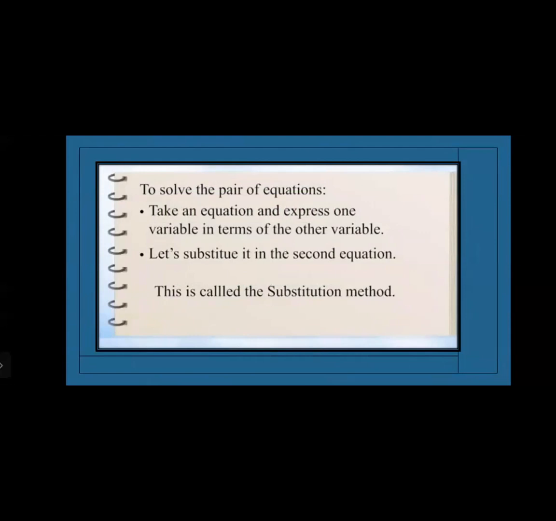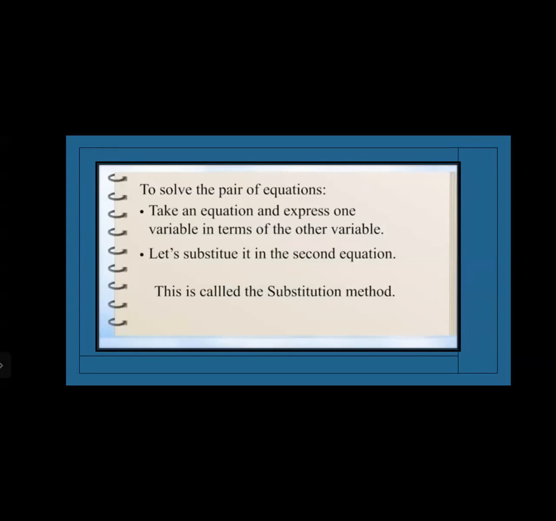Now, what is the substitution method? Actually, substitution is nothing but we have to substitute the value of one variable so that we get the value of the other variable. That is the meaning of substitution, because we are dealing with linear equations in two variables. So to solve the pair of equations, take an equation and express one variable in terms of the other variable. This is the first step, that two equations will be given.